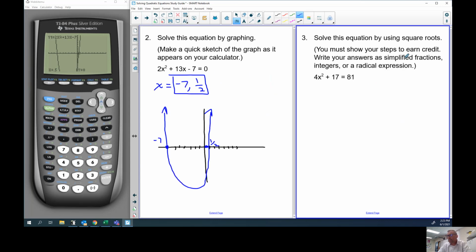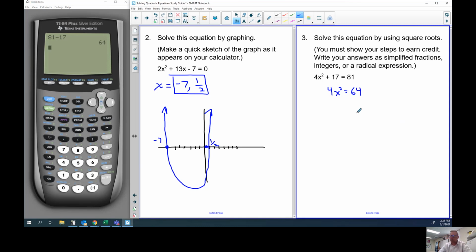Moving on, solve this equation by using square roots. We've got to show our steps and write your answer as simplified fractions, integers, or radical expressions. I don't think that radical expressions are going to be necessary here. So the first thing I'm going to do is subtract 17 from both sides. Let's go to my home screen. Let's do 81 minus 17. That comes out to 64. All right, so that's step 1.